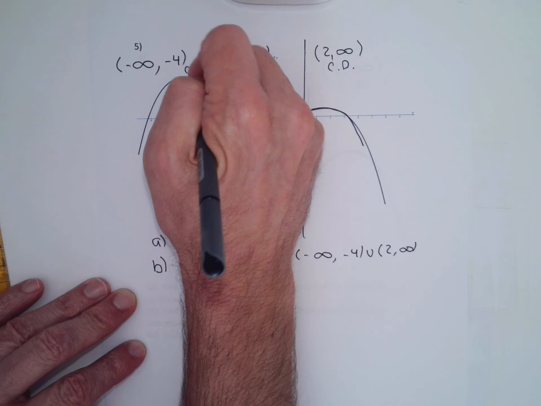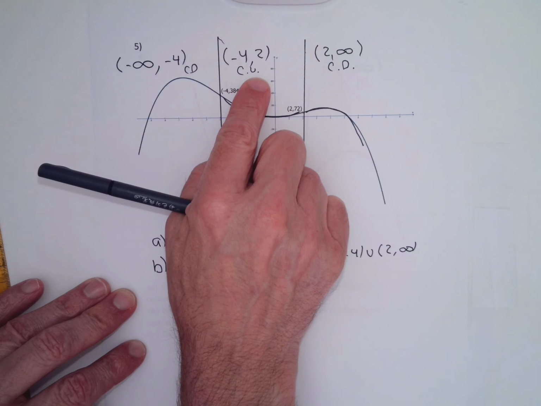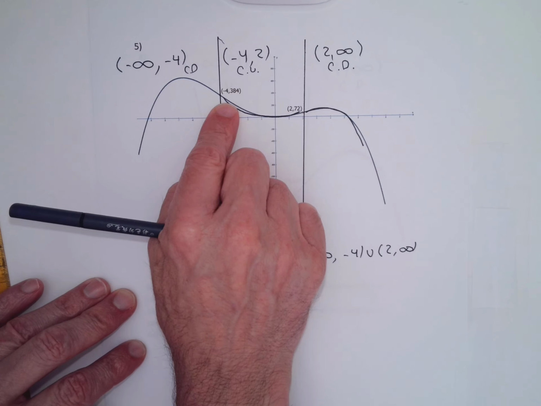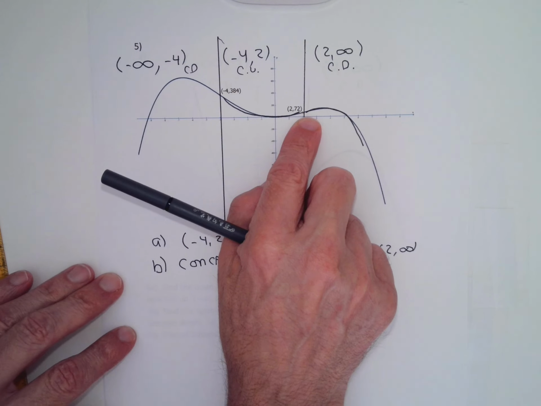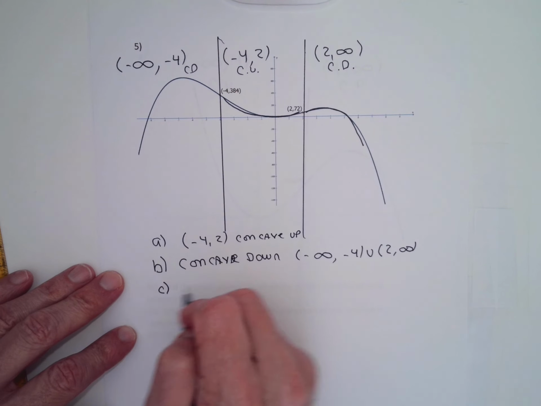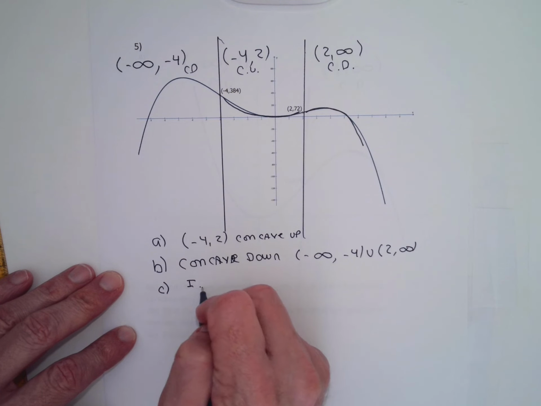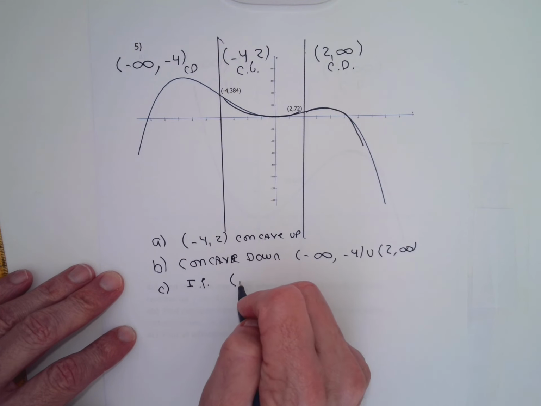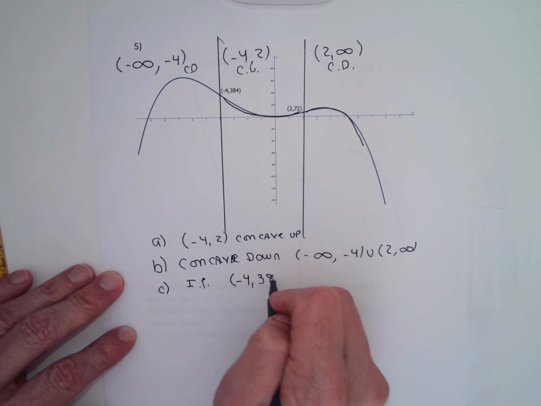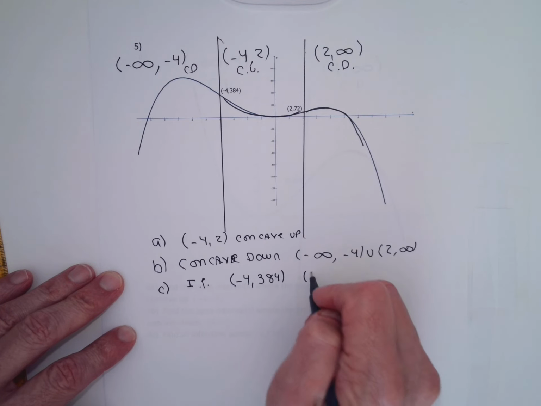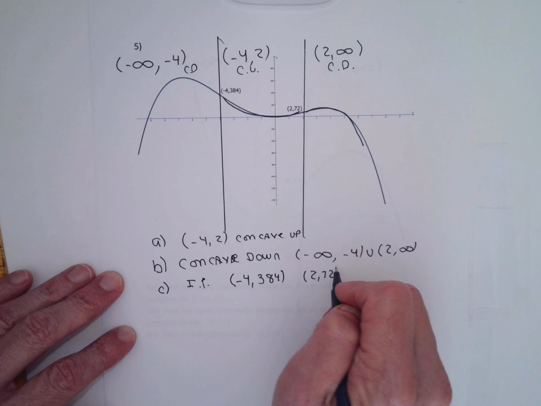here, the first point, it changes from concave down to concave up, that makes that an inflection point. The second point, the graph changes from concave up to concave down. That makes it an inflection point. And they're not special kinds of inflection points. Inflection points are just what they are. So the point -4, 384, and the point 2, 272 are both inflection points.